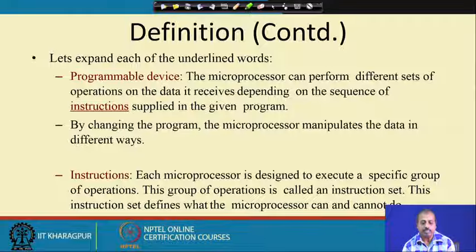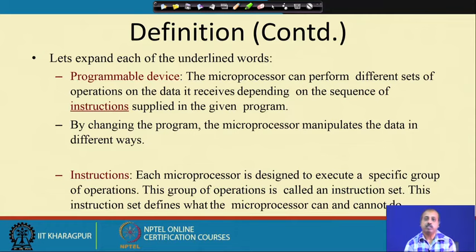Then, the instructions that a microprocessor can execute. Each microprocessor is designed to execute a specific group of operations, and this group of operations is called the instruction set. Today if you are designing a new microprocessor, the first thing we have to answer is what instruction set we are planning. Or if you come across a new microprocessor and try to use it, the very first thing you will get stuck with is what the instruction set is, what instructions are supported by the microprocessor.